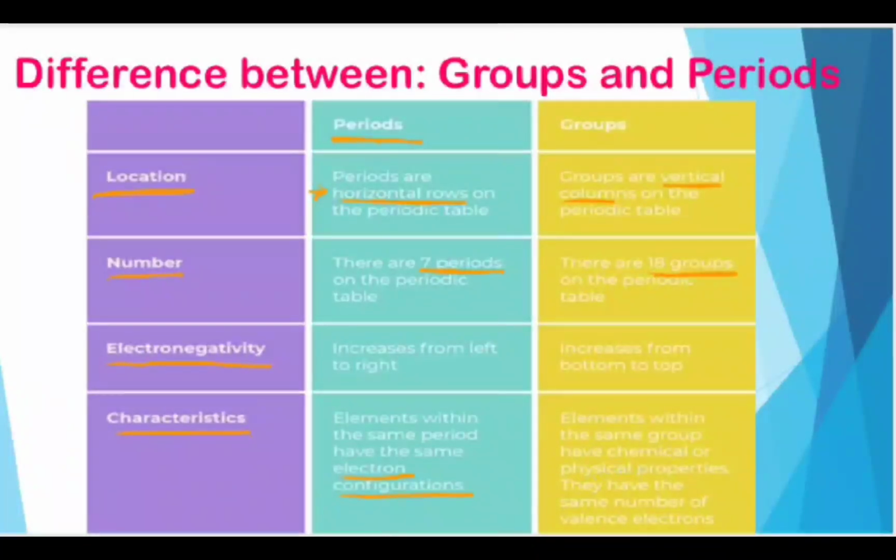Elements within the same group have the same chemical or physical properties. Children, very important. First thing first, they are all metals. They have the same number of valence electrons. In group 1, all of them have one valence electron. Group 2 elements, all of them have two valence electrons. All right. This is the differentiation between groups and periods if they ask you a question like that in the exam. Okay, this is how you can make a note of it.